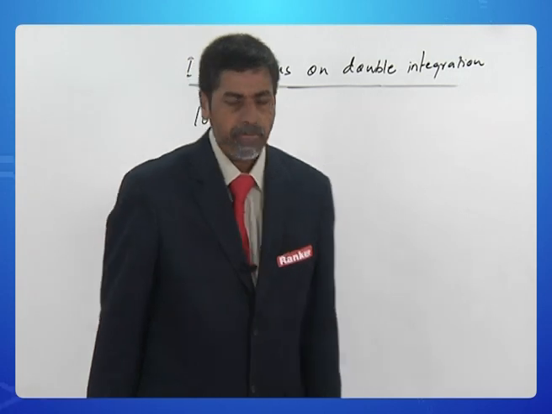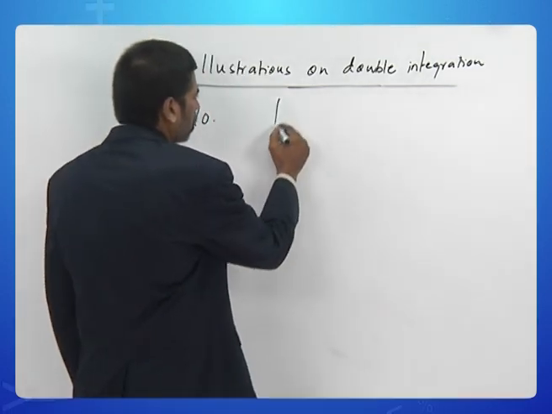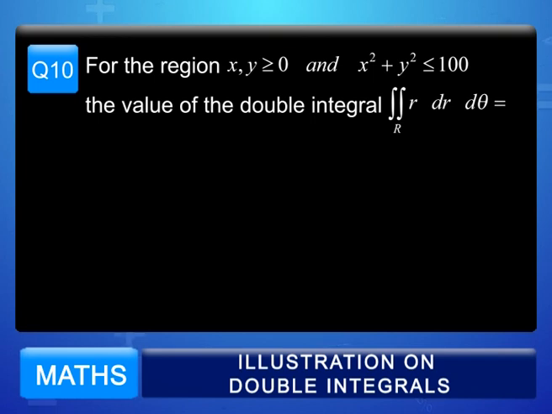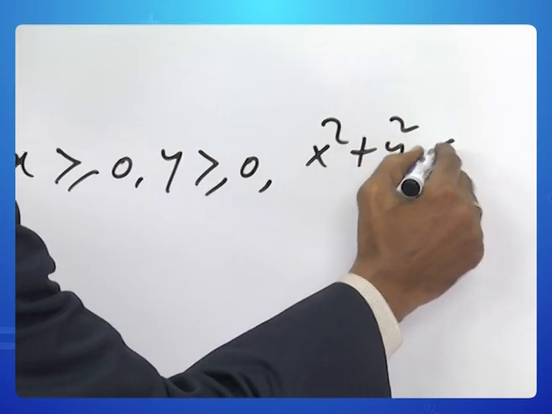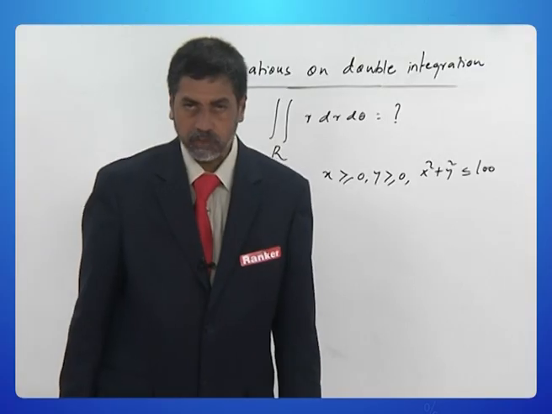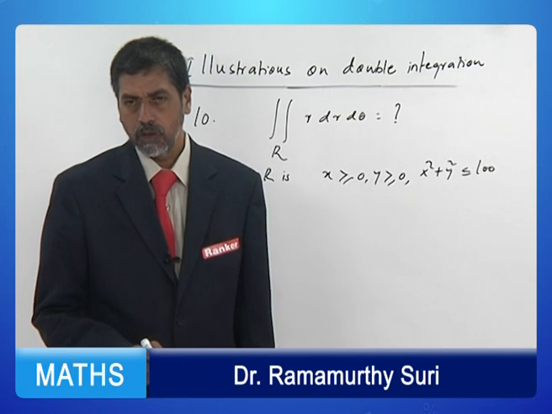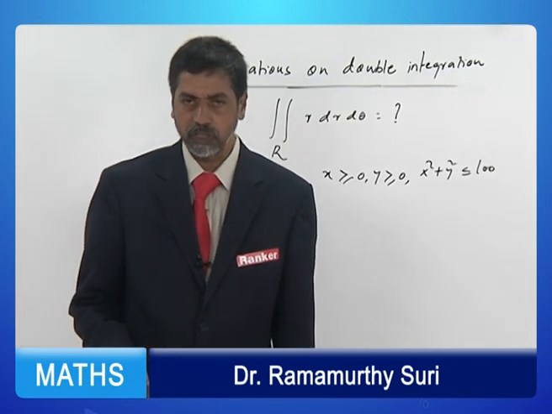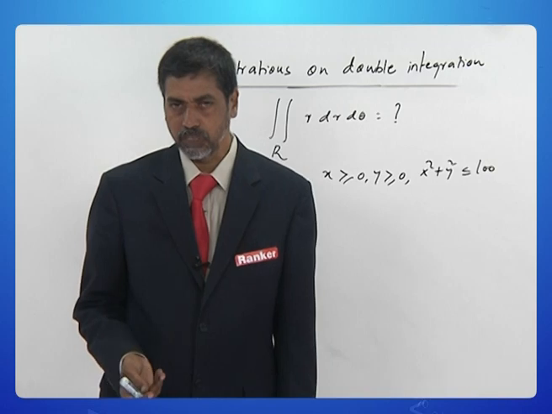The problem is, what will be the value of this double integral where the region is x greater than or equal to 0, y greater than or equal to 0, and x squared plus y squared less than or equal to 100. Now there are two ways of doing this problem. One is by actual integration, one is by very good observational power. I'll explain both the things.